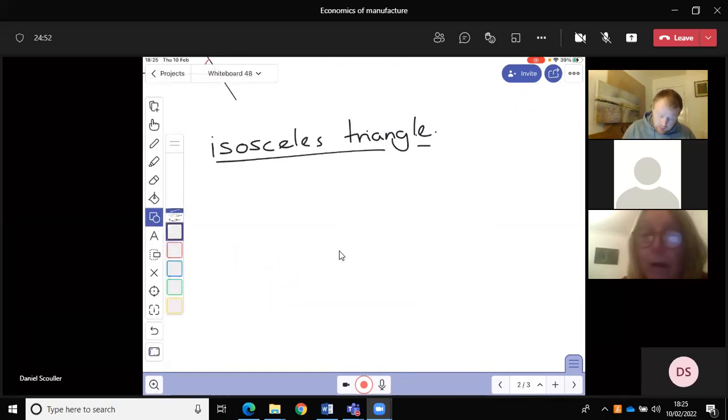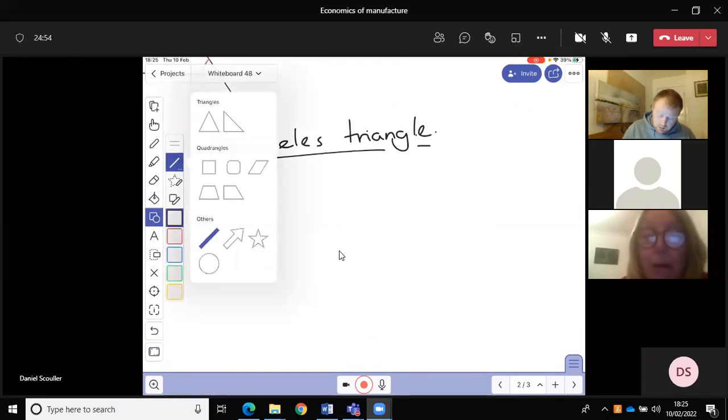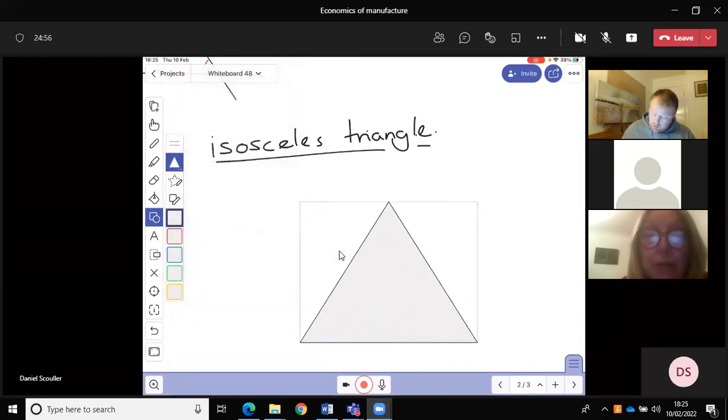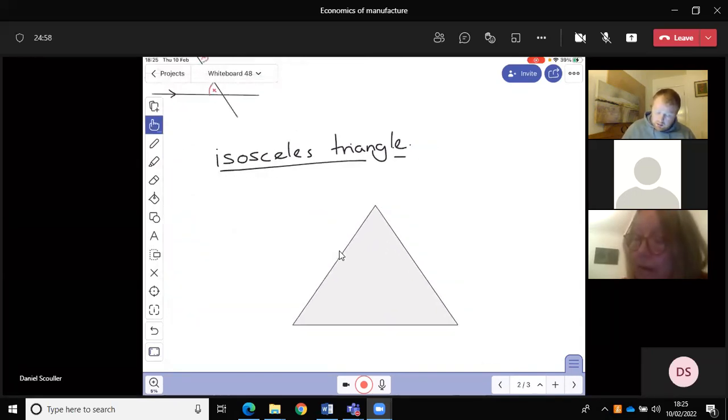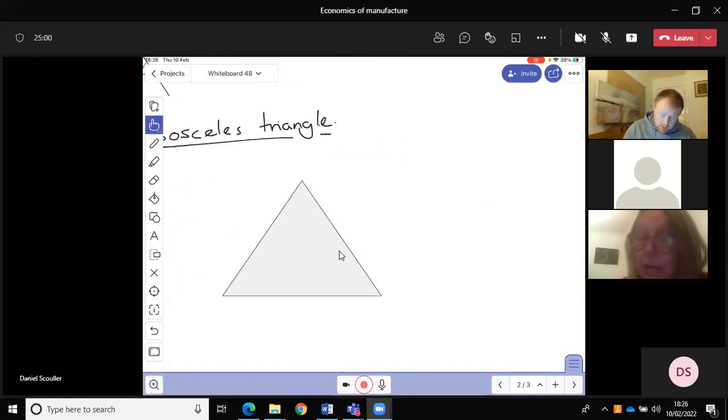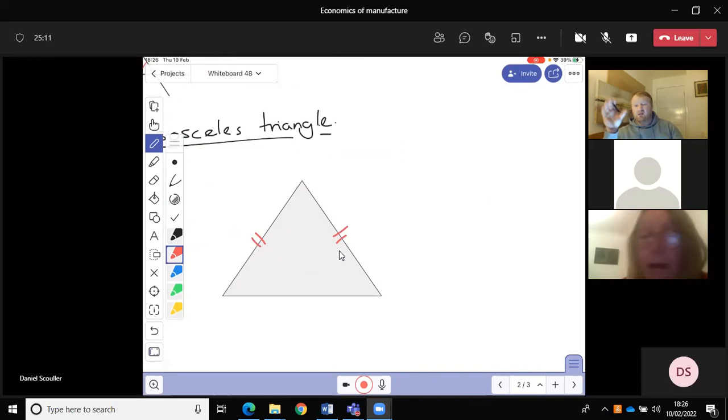Let's see if I can draw one of these. Okay, isosceles triangle. It's going to have two sides the same, sometimes indicated by wee lines like that. It could be a single line, it could be a double line, just to indicate two things the same.